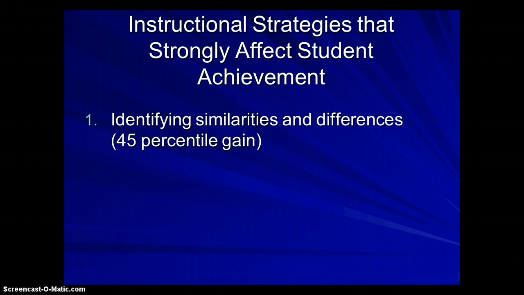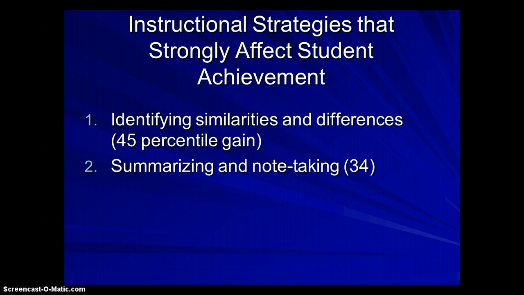And 45 is a huge percentile gain. This is the number 1 strategy. This came out with the highest percentile gain. So we should certainly be finding every opportunity to do this, to find similarities and differences between a variety of things. Number 2, summarizing and note-taking, a 34 percentile gain. Okay, that's a pretty simple concept, to have students summarize information, making sure they're understanding how to pull out the key facts, and making sure that students understand and learn how to take notes, how to pull out the most important information.